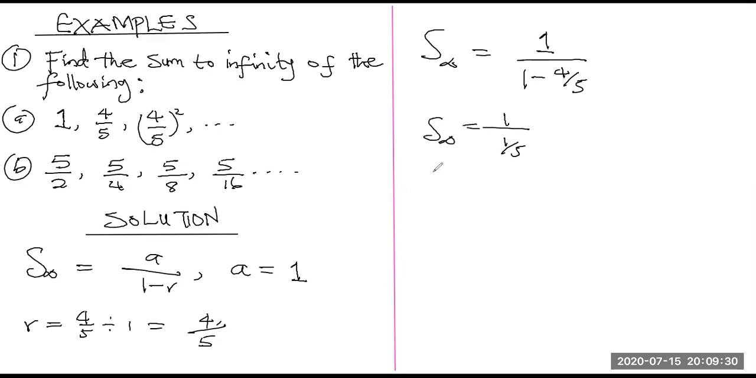And finishing up, you're going to have sum to infinity is equal to 5. So this is our sum to infinity. Remember, this is a multiple fraction, so separate them and simplify.